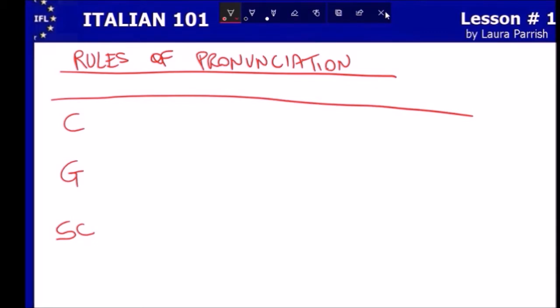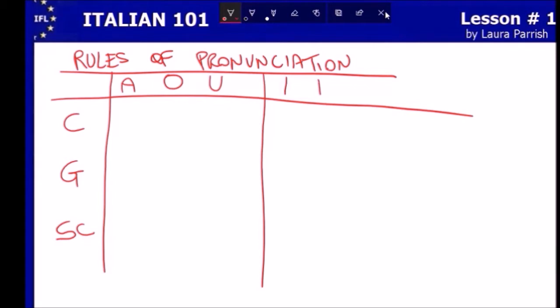Here, let's say we remember the 5 vowels: A, O, U, and then the other 2 vowels, I, E. Then you wonder why she wrote it in that strange way. Now you're gonna see why.